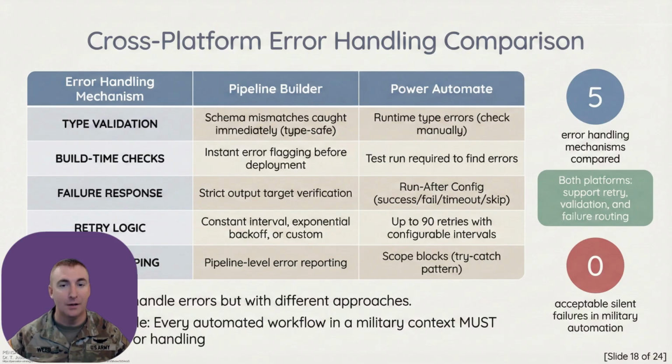Both platforms handle errors, but differently. Pipeline Builder catches type mismatches at build time before deployment. Power Automate discovers them at runtime. Pipeline Builder flags errors instantly during design. Power Automate requires a test run. The principle is the same for both. Every automated workflow in a military context must have explicit error handling. No exceptions. Zero silent failures.